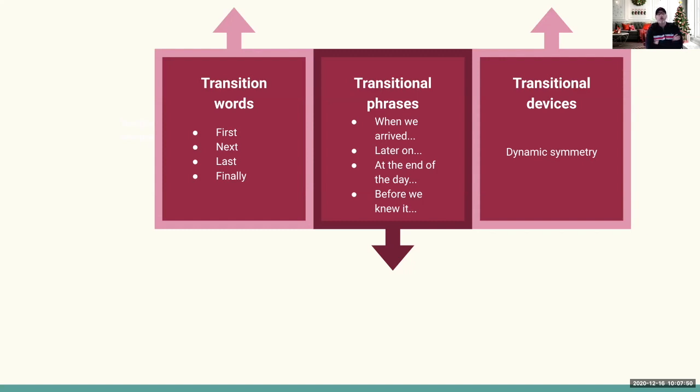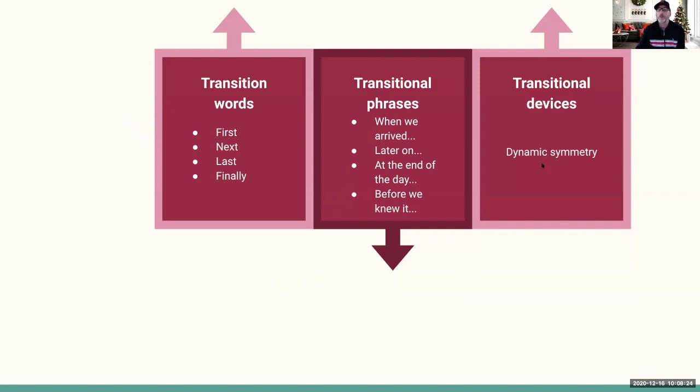So that's one. The second is transitional phrases. Things like when we arrived, later on, at the end of the day, before we knew it. Transitional phrases that indicate a change in situation or time. Those are the things that we're most familiar with and we know how to use. We know the difference between first, second, third, next, last, finally.